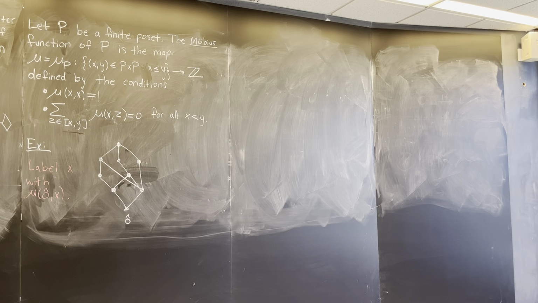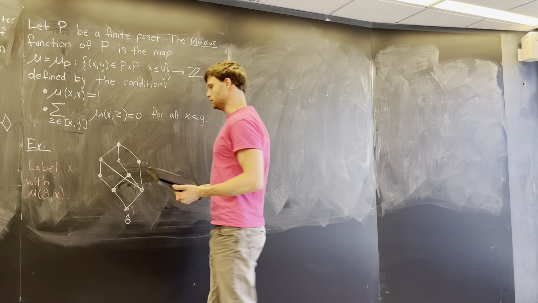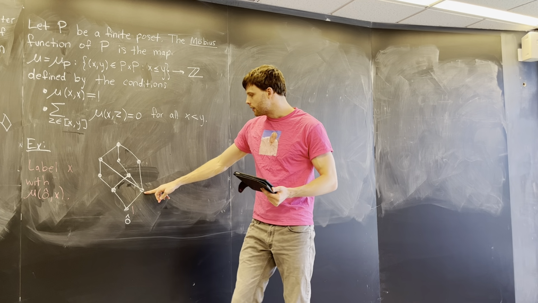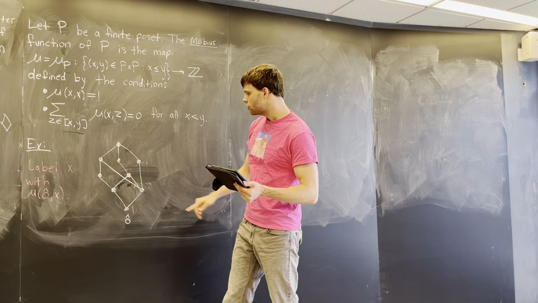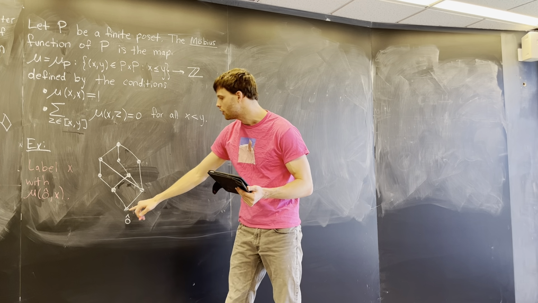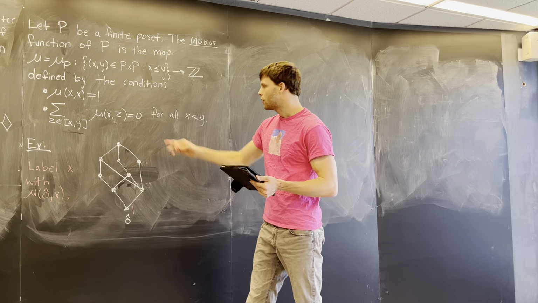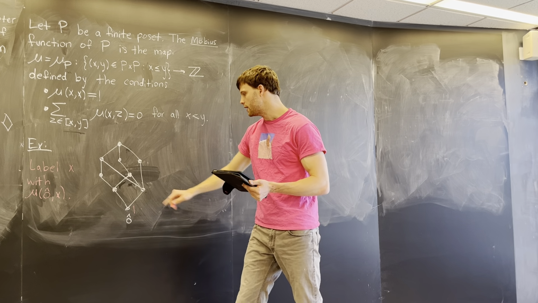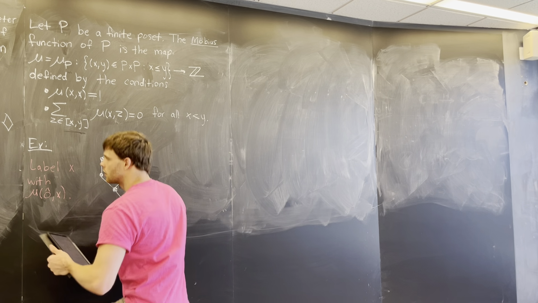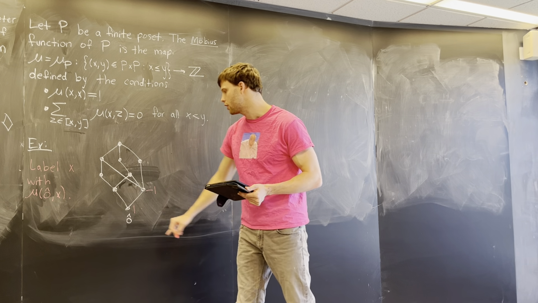Well, if I want to compute mu of (0 hat, 0 hat), this condition tells me that should be 1. So I just get 1. If I want to do it for this element, then I have to use this condition. In this second condition, this would be my x, this would be my y. So I'm looking at the interval here, which has these two elements. And I want the sum of the Mobius values on that interval to be 0. Well, I already know that this one is 1, so this one has to be -1. Okay. And then similarly, for the same reason, this one also has to be -1.